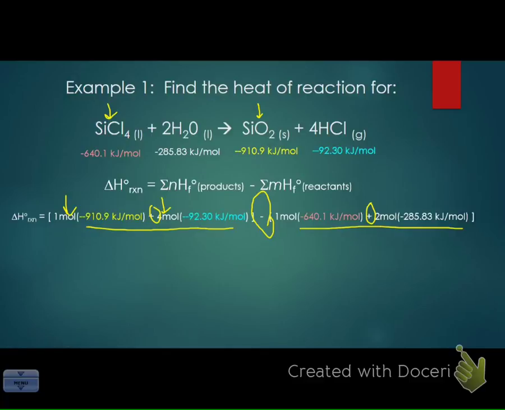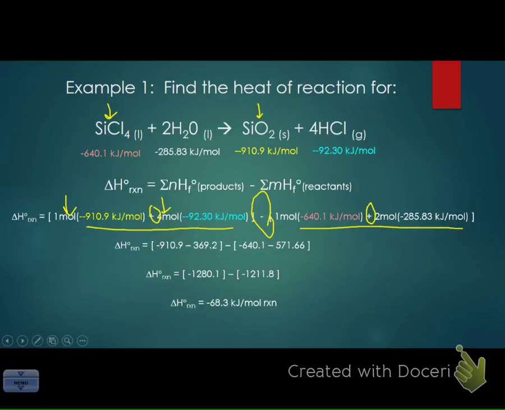Now it's just algebra. We're going to simplify these numbers. So I've done so already. I've done the multiplication first. Just keep up with those signs. This is negative here because it's plus a negative, and the same thing over here. The next step, simplify it further, do the subtractions in the brackets, and then the last step, simplify it down to negative 68.3.